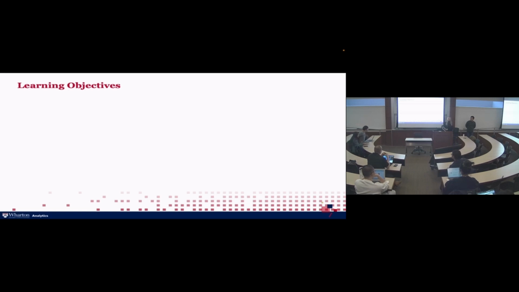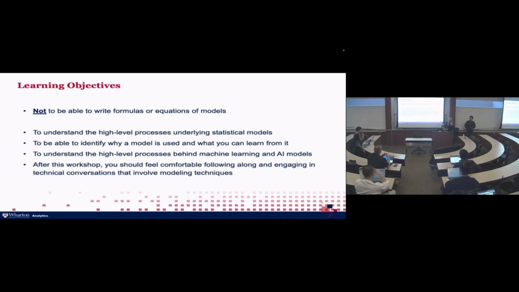Okay, great. So learning objectives, what are we not going to try to accomplish? We're not going to be writing formulas in here. You're not going to walk out of here and be like, I can write the equation of a linear regression. That's not the goal. The objective is for you to be able to understand the high-level processes that underlie statistical models. So you'll be able to answer the questions of, why do I use a given model? And if I'm using this model, what do I expect to learn from it?